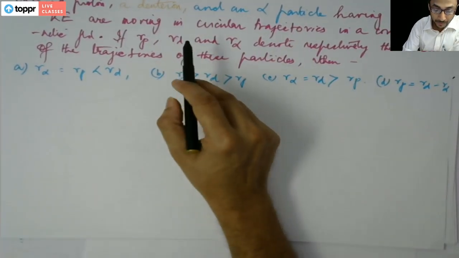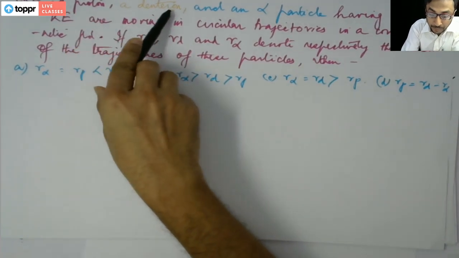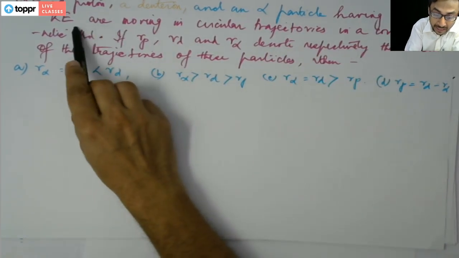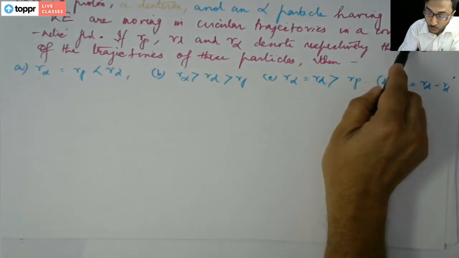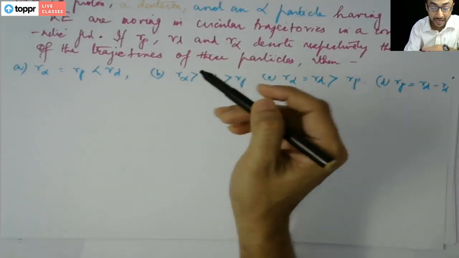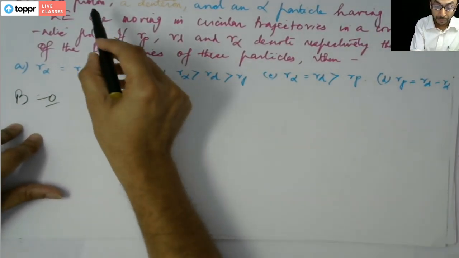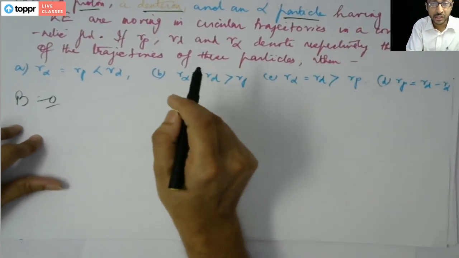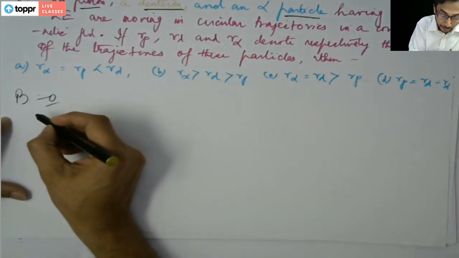This is also a very interesting problem. A proton, a deuteron, and an alpha particle having the same kinetic energy are moving in circular trajectories in a constant magnetic field. Again, what they have given? B equal to 0. Now first you have to remember what are the charge and mass ratios of proton, deuteron, and alpha particle.